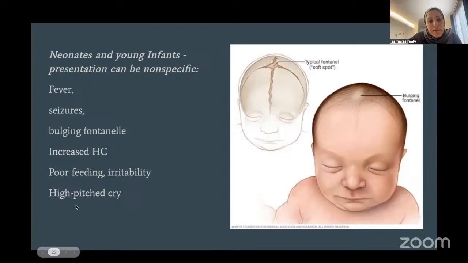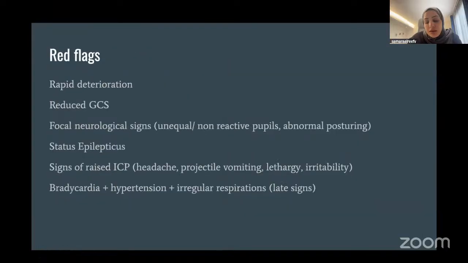What are the red flags? Rapid deterioration is a red flag, as are reduced Glasgow Coma Scale and focal neurological signs. So if you have unequal or poorly reactive pupils, abnormal posturing, or status epilepticus, these are red flags. Signs of increased intracranial pressure: headache, projectile vomiting, lethargy, irritability. And if you can tell me what this is: bradycardia, hypertension, irregular respirations. These are late signs of brain herniation.